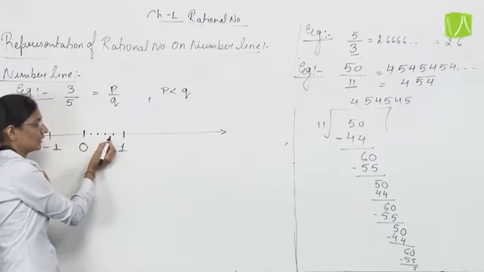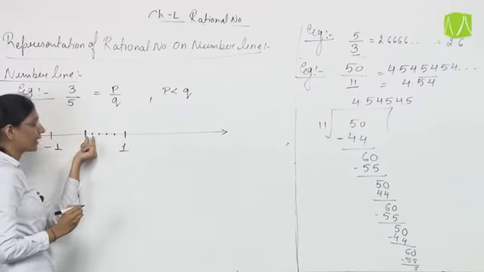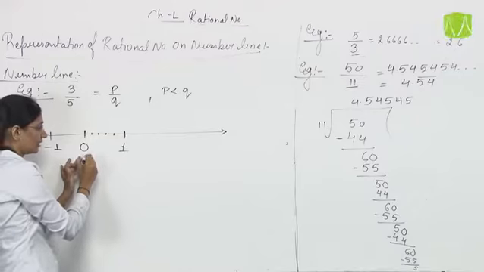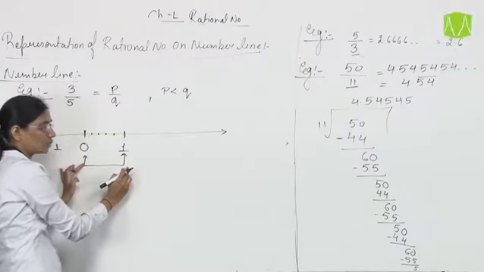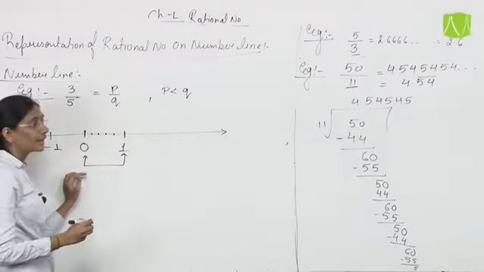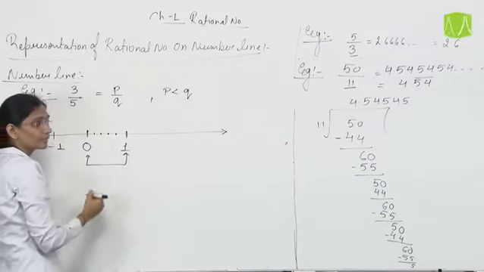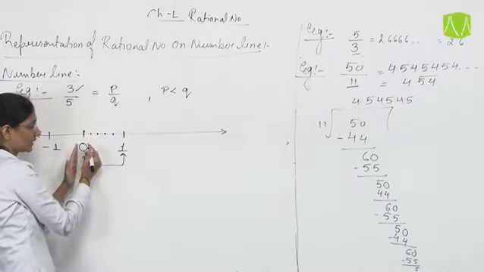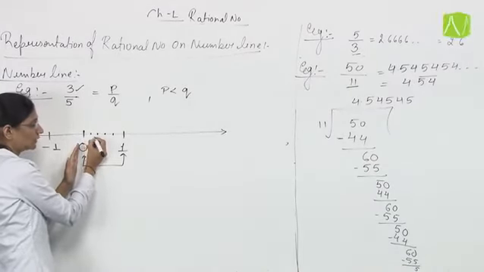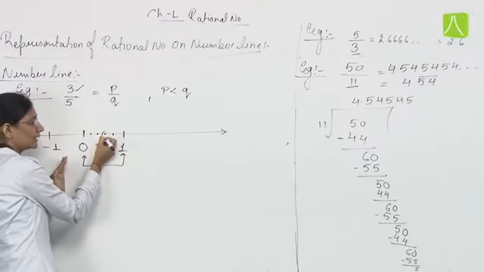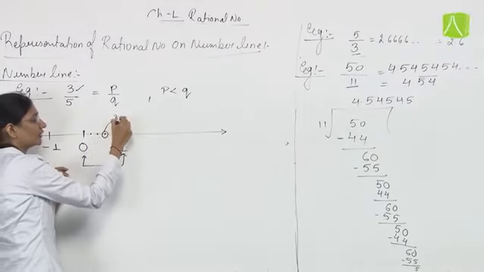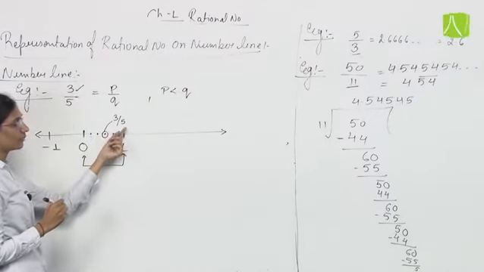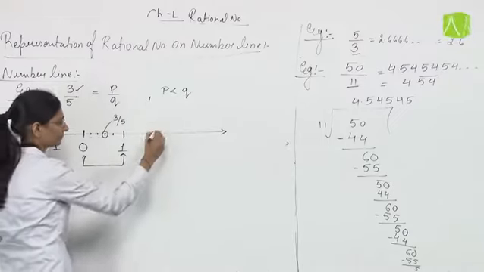1, 2, 3, 4. Each line represents a part. First part, second, third, fourth, fifth. So we have divided 0 to 1 into 5 equal parts. Now we have to represent 3 upon 5. The numerator is 3. Count the third line from 0. 1, 2, 3. This third line will represent 3 upon 5. So this is our representation of 3 upon 5 on the real number line.